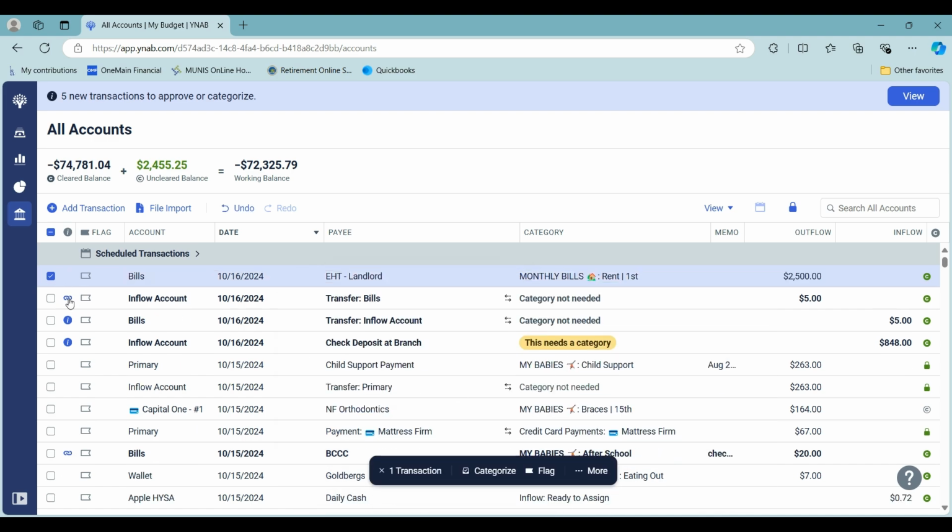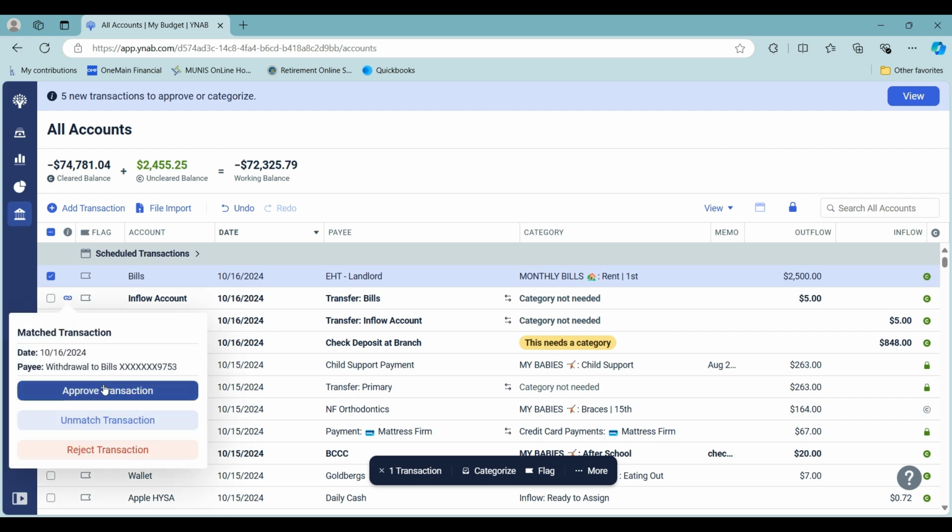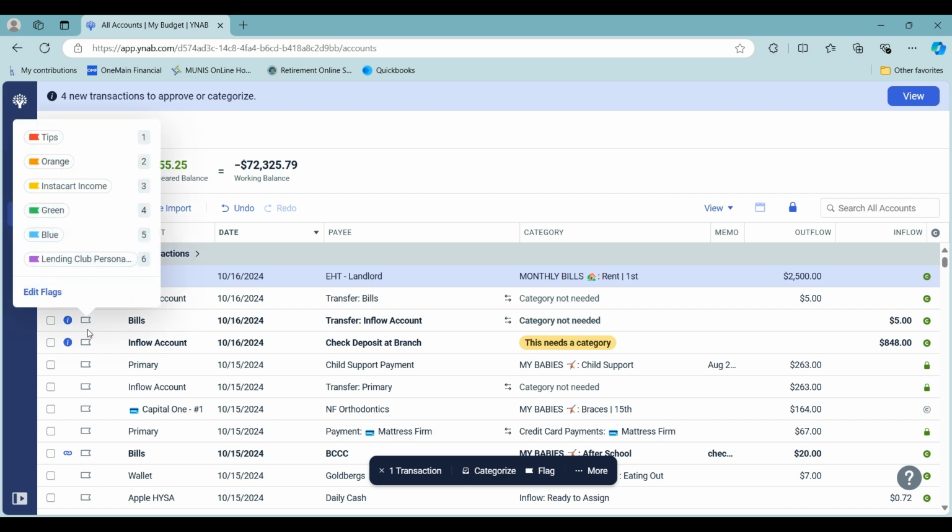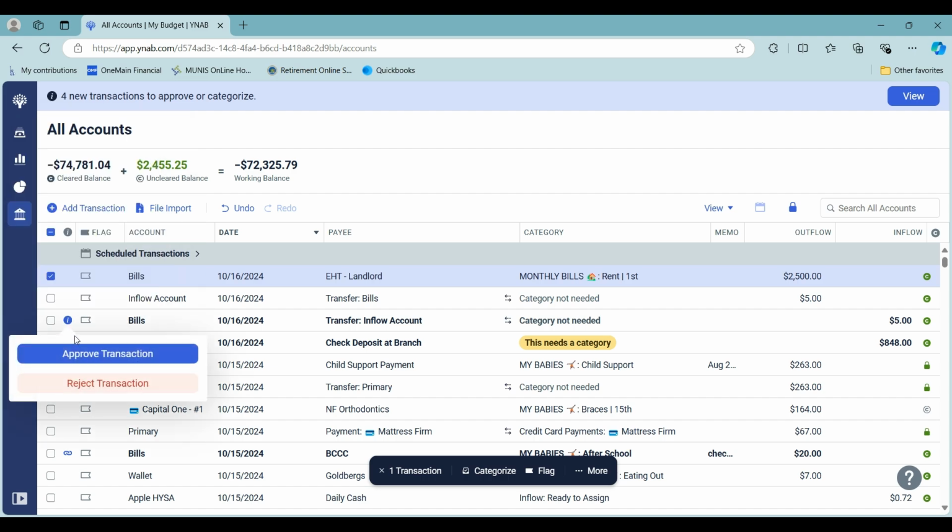Next, there is movements between my inflow and my bills account of $5. So I'm just going to approve the next two transactions because that's what both of those transactions are saying. The same thing of the $5 movement between those two accounts.